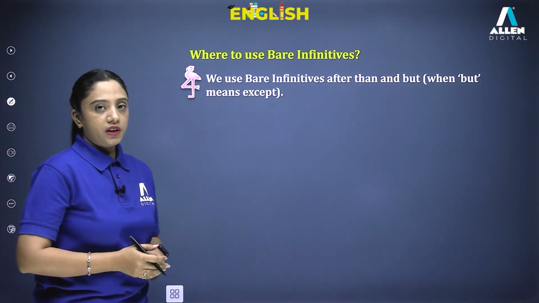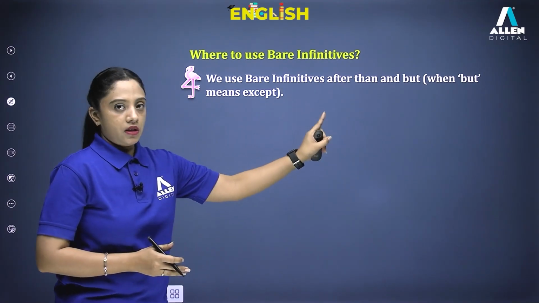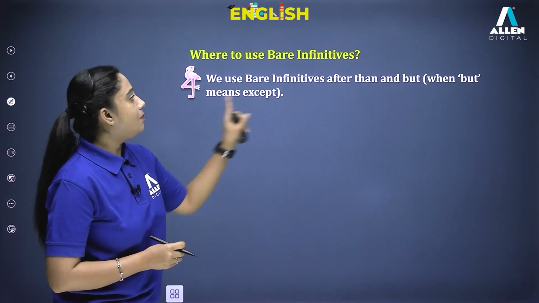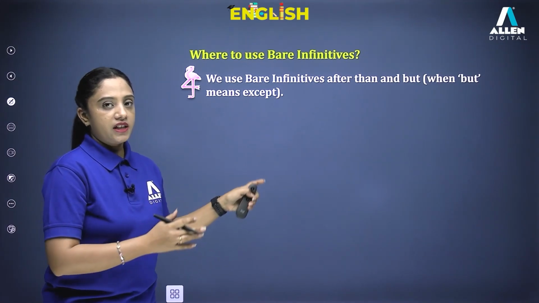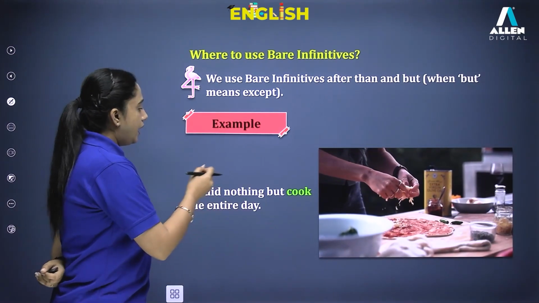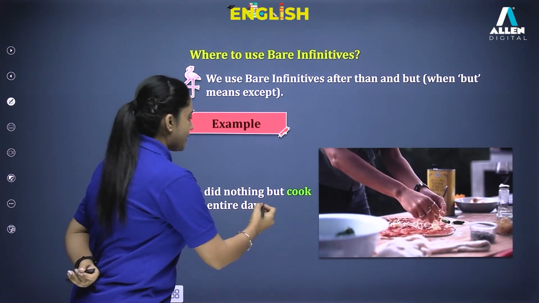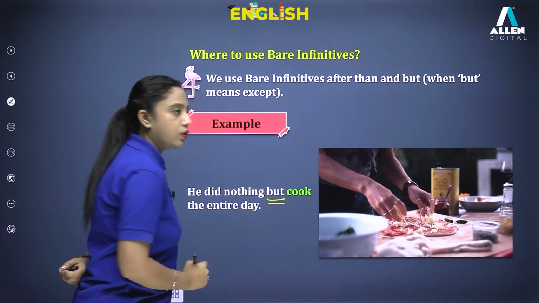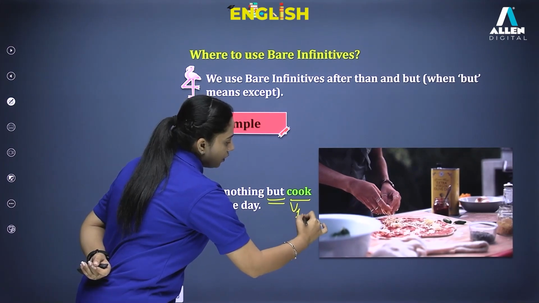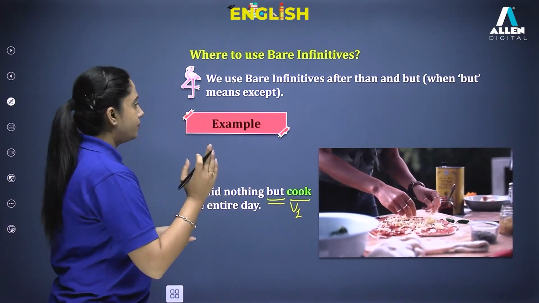So let's proceed further. Now next thing, we use bare infinitive after than and but. Now there must be some specific meaning of but as well. When but means except, right? So let's understand this point with the help of examples given over here. So here's the first one. He did nothing but cook the entire day. So except cooking, he did nothing. This is what I want to say. That is why after but what I am using? I am using first form of the verb, and it is example of bare infinitive only, right?